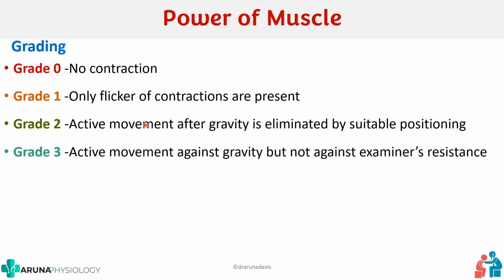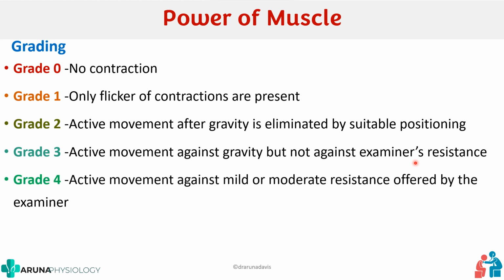In grade 3, active movement against gravity is possible but not against examiner's resistance. So against gravity, the patient can now move the upper limb upwards, but if you give a slight resistance, the hand will again fall down. So that is active movement against gravity but not against examiner's resistance.